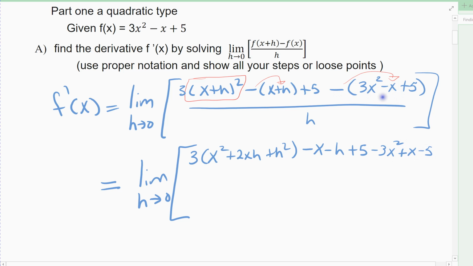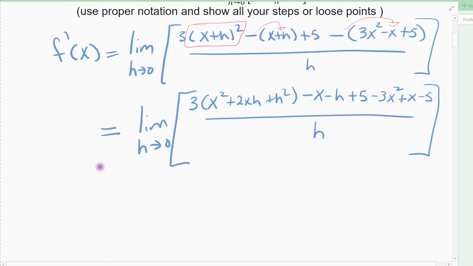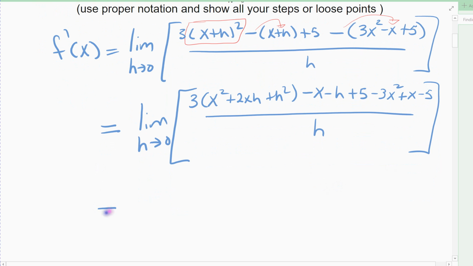This is the second part where students mess up because they forget to distribute this negative. Negative is going to give me a positive x, and then a negative 5. Still divide by h. You have to write the divide by h just like you have to write the limit. Otherwise, it's a false statement. All right, next equal sign. Limit as h approaches 0 of.